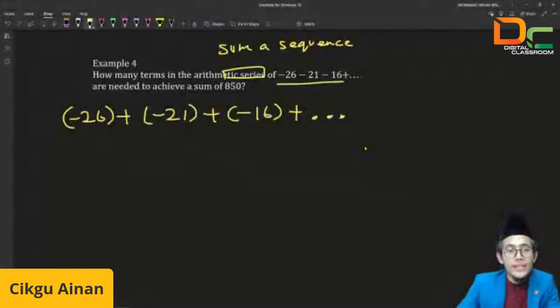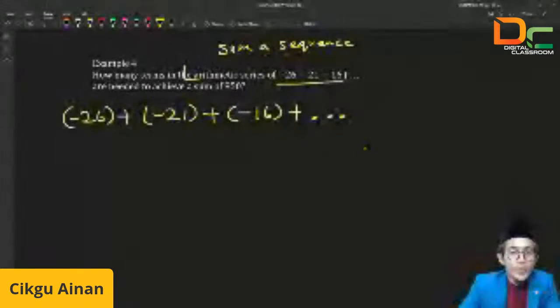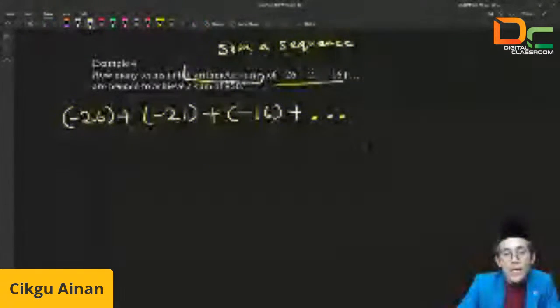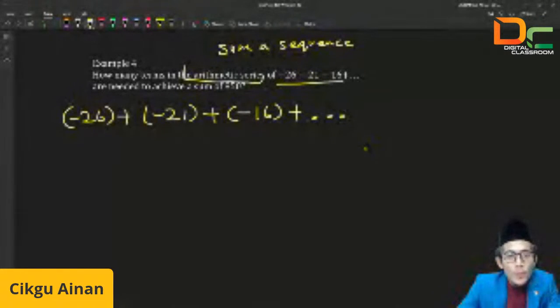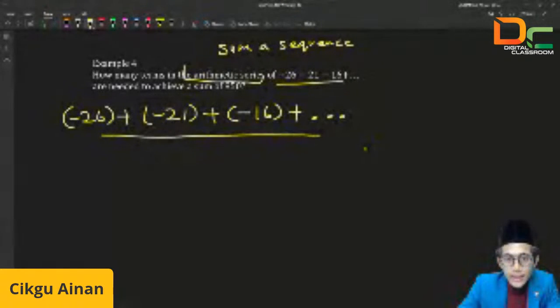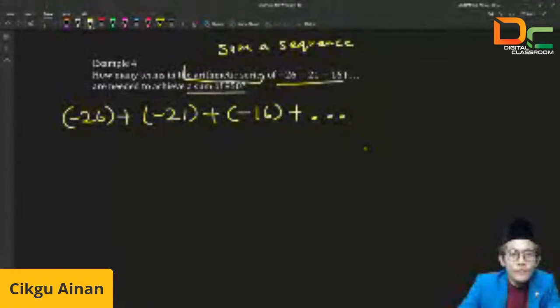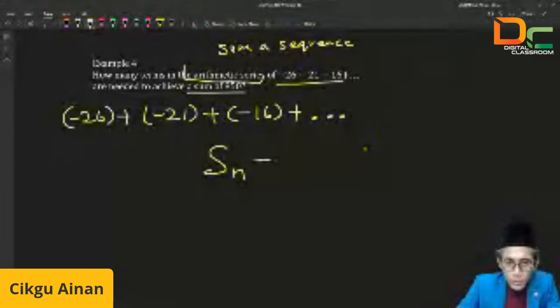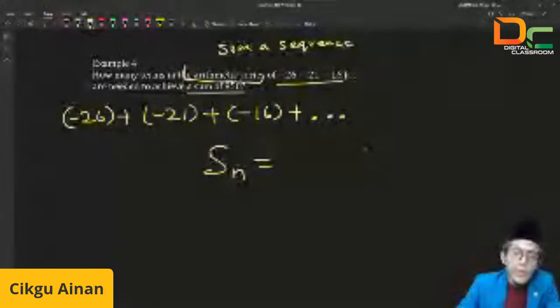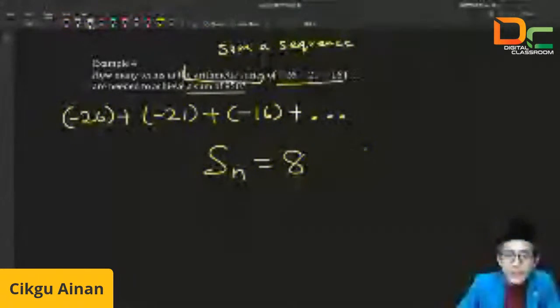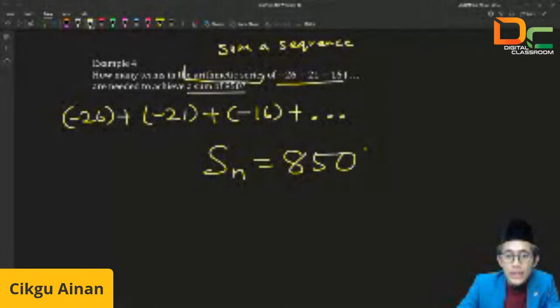From here we can see this is really a sequence, whether it's arithmetic or not. The question said already. So this one looks better. How many terms in this series are needed to achieve a sum of 850? We don't know how many terms, but what we know is it sums to 850.